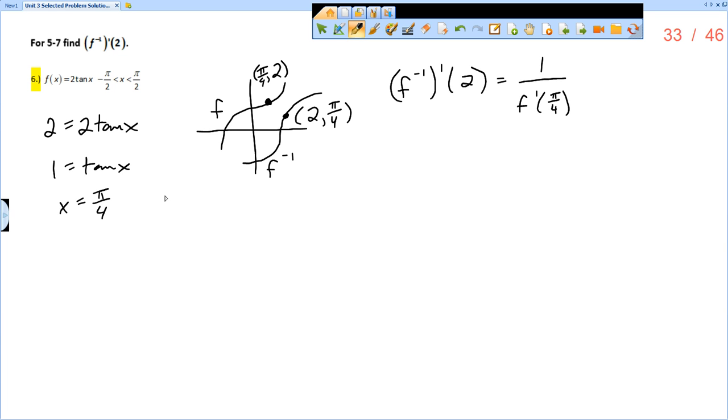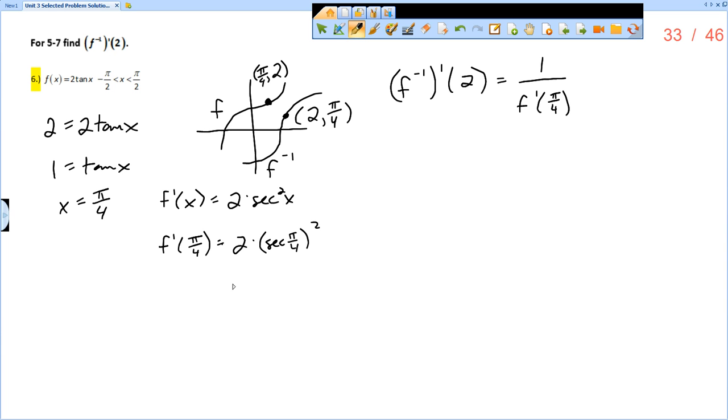So first of all, I find f prime of x. The derivative of 2 tangent x would be 2 times the derivative of tangent, which is secant squared of x. And so I want to find f prime of pi over 4. I get 2 times the secant squared of pi over 4.